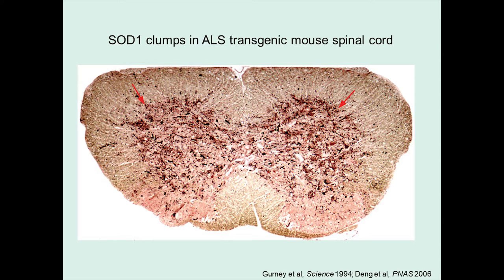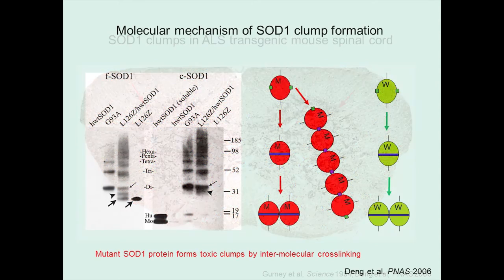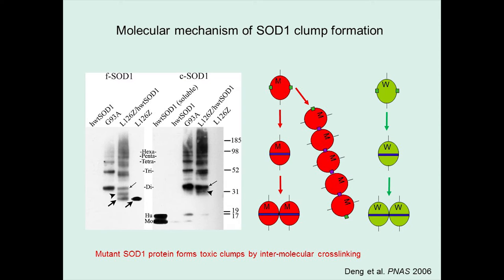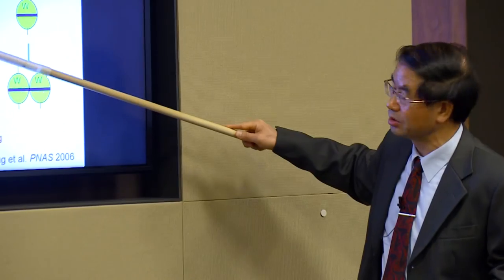We can also see this is the spinal cord of the mouse. The protein clumps are present. Then we studied how these protein clumps are formed. What we found is that the SOD molecule normally has two hooks. They hook inside, tightening the molecule, and two of the molecules form a functional protein. If it is mutated, these two hooks are no longer hooked inside. They hook outside, with the other molecule. So we can see hook one, hook two, hook three, hook five.